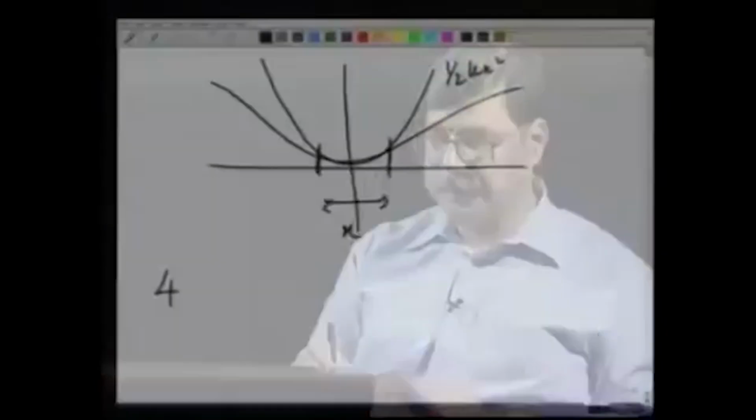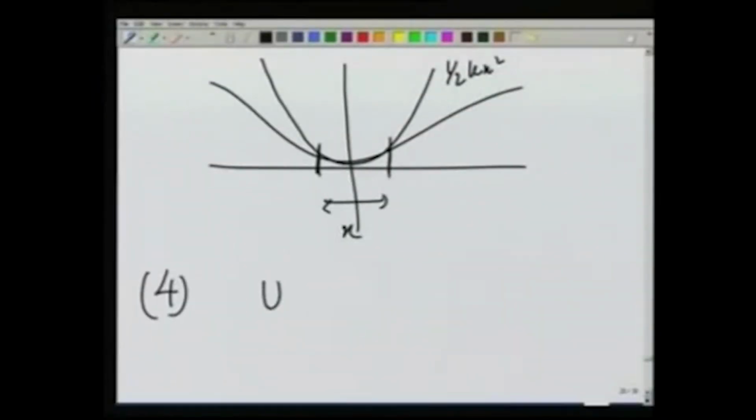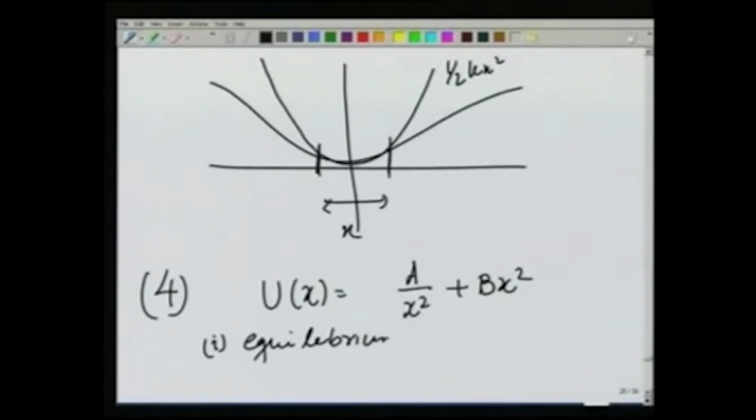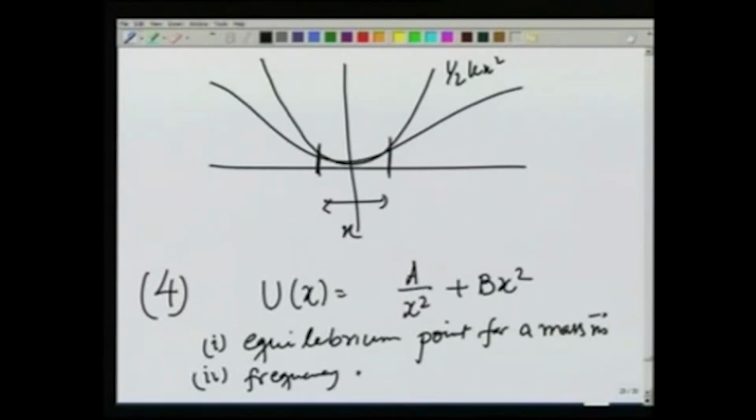As the fourth example, I would like you to consider a potential of the form A over x square plus B x square, and calculate the equilibrium point for a mass m, and calculate the frequency of oscillation when you displace this mass from the equilibrium point.